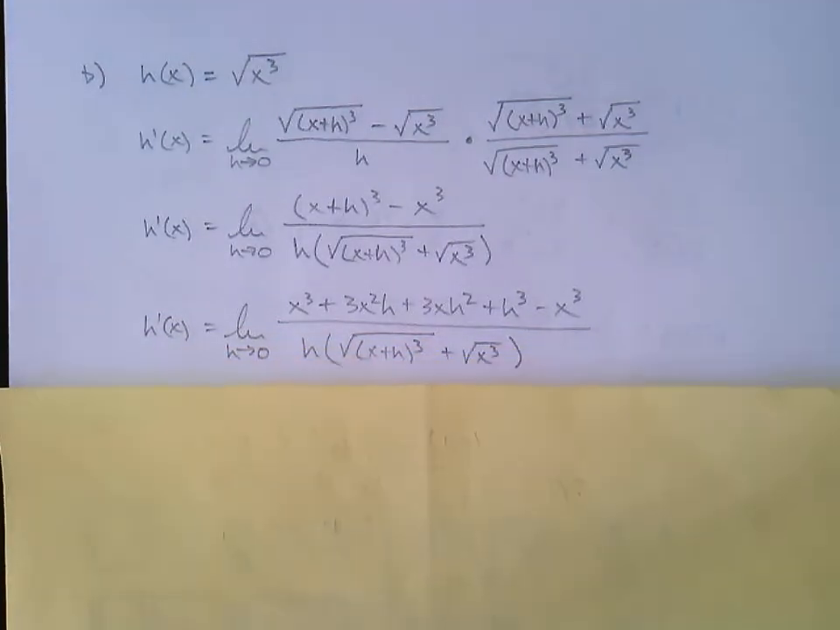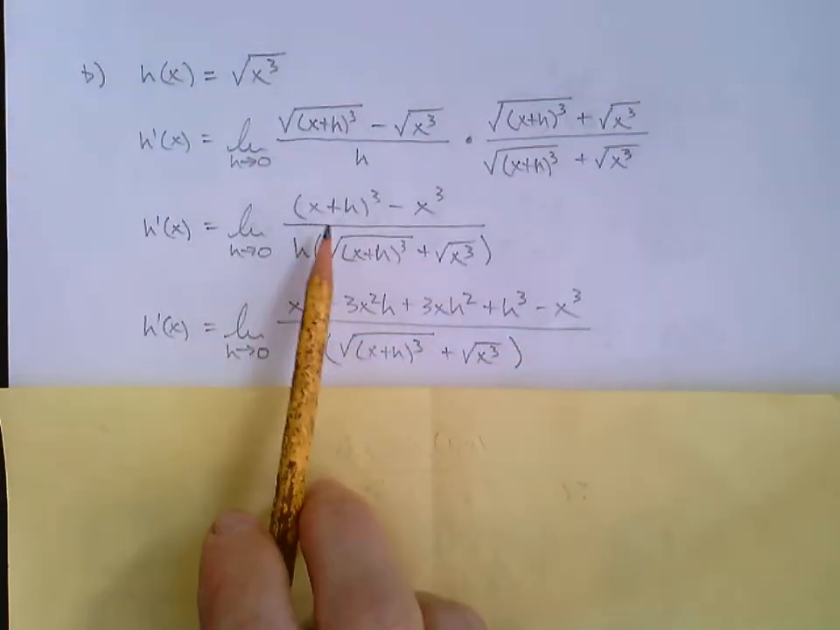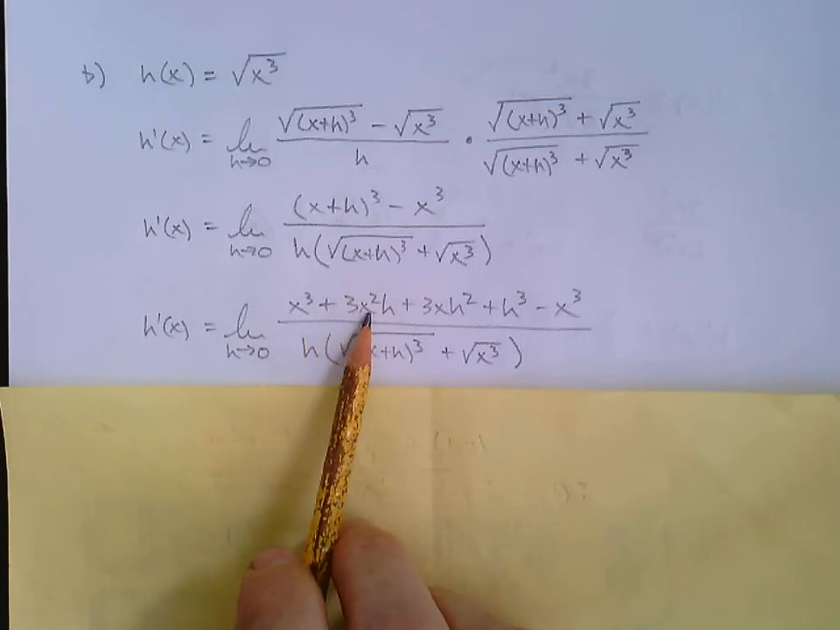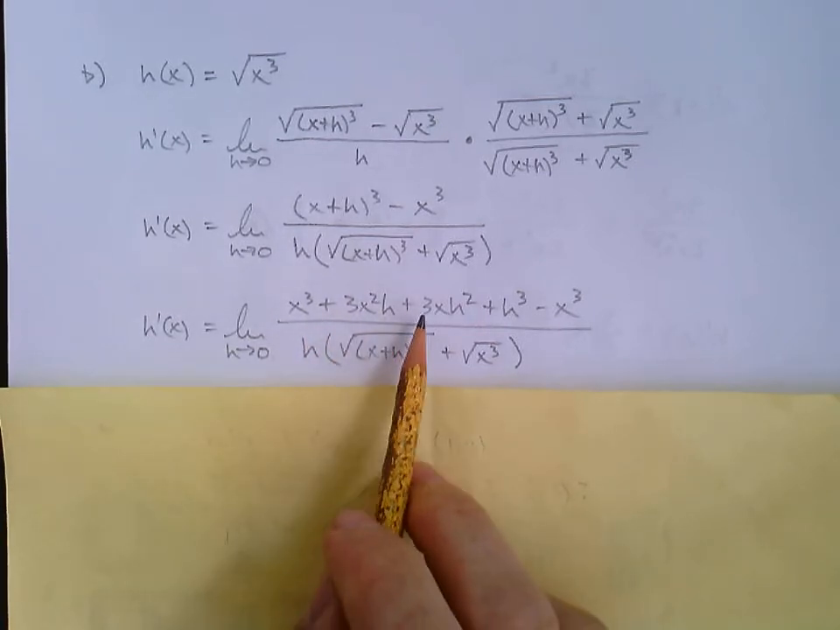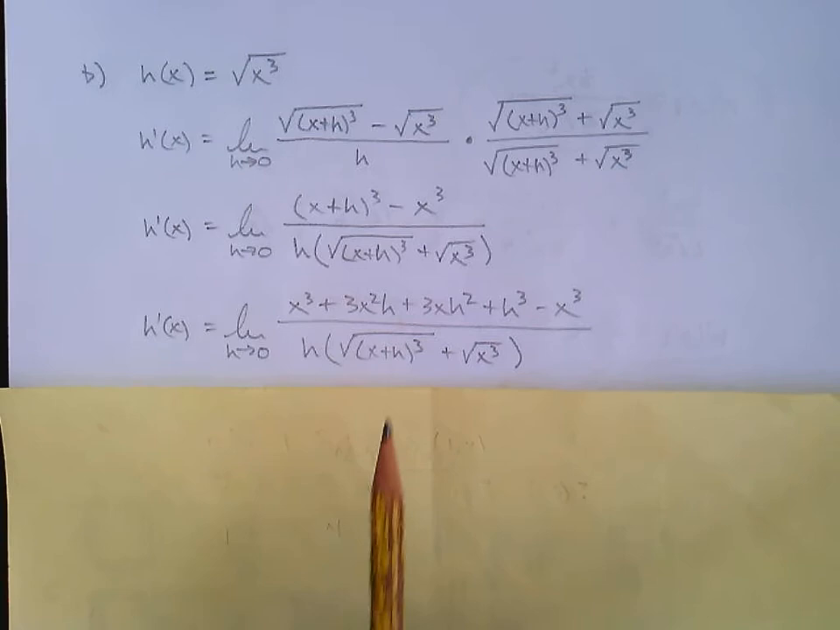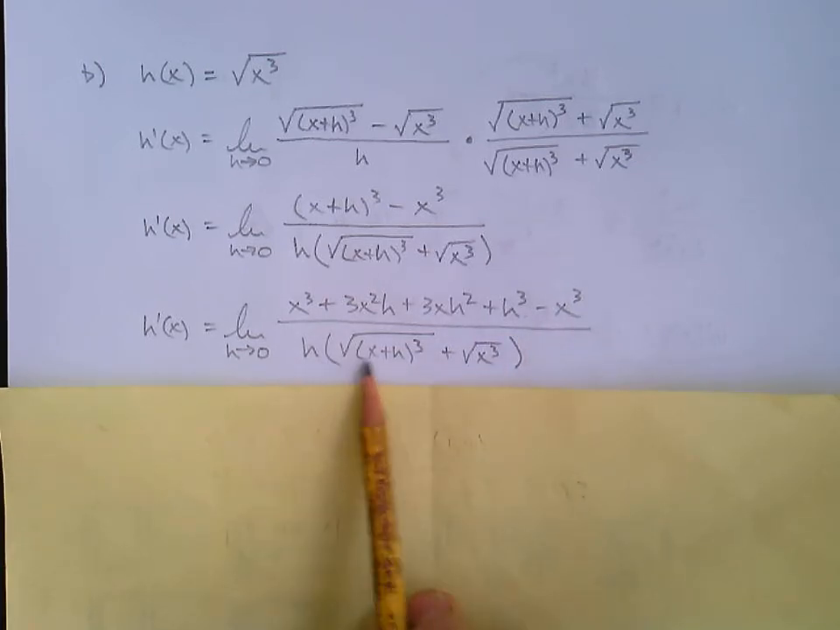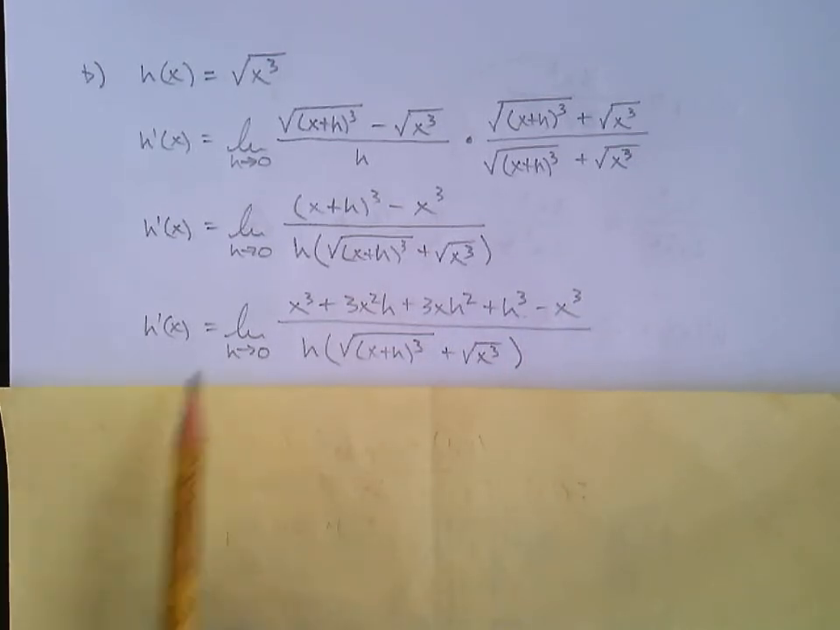So here it is. Expanding x plus h to the third would give you x to the third plus 3x squared h plus 3xh squared plus h to the third. And please feel free to verify that to yourself on some scratch paper. Then we're going to subtract x to the third, and we've got our denominator the same, and of course we're copying all these things as well.